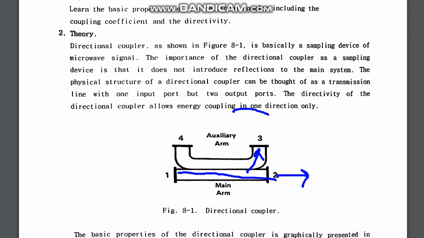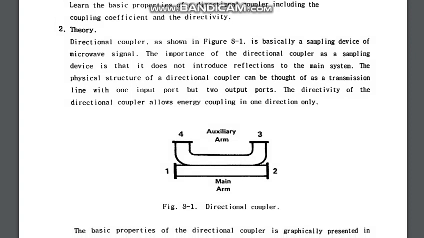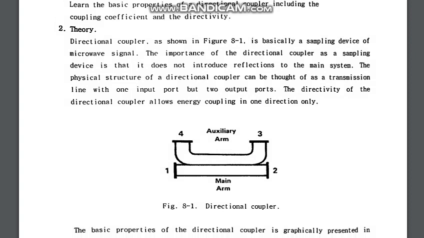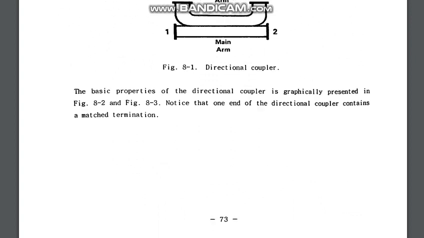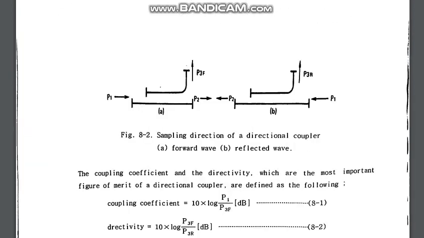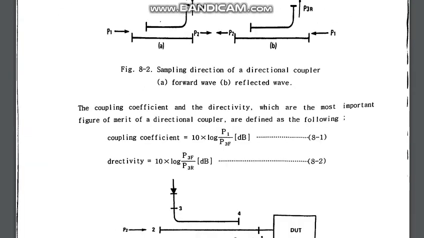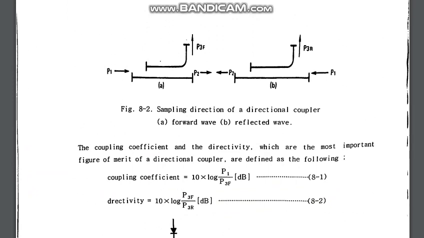That is the directivity measurement of a directional coupler, and the basic properties of a directional coupler are graphically presented. The directional coupler contains a matched termination, and some power goes through to that. The coupling coefficient refers to the third port, which is the coupling port. How much power has been coupled, you can find out by equation 8.1.